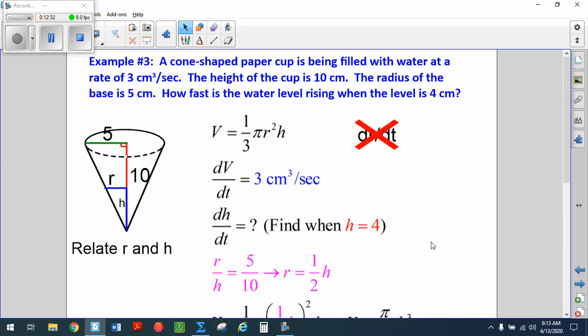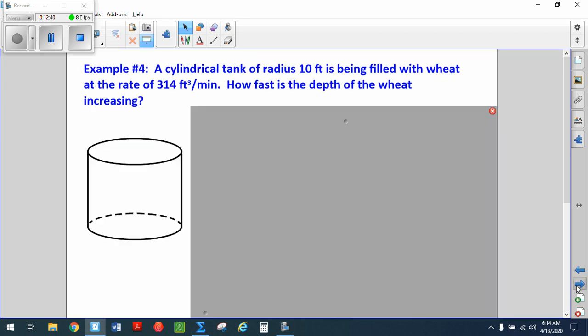So I know this video is going on 12 minutes, but I want to show you the difference between example 3 and example 4. Example 4 is a cylinder instead of a cone. And the biggest difference here is that as the height changes, if I'm filling this up, I don't like that it's slanted. There we go. As that height changes, the radius is constant. So no matter where the water level is, or the wheat level is, the radius stays constant in this problem.